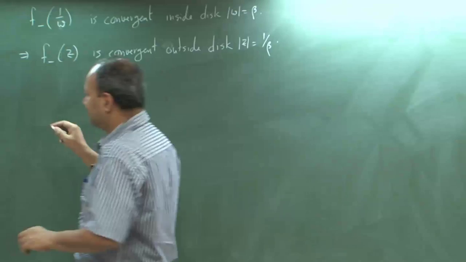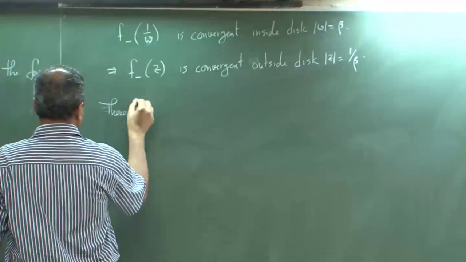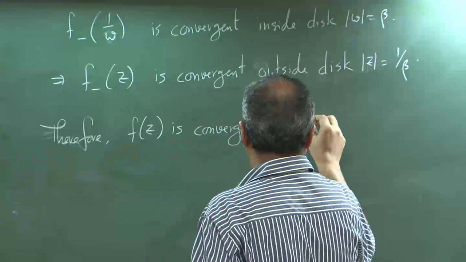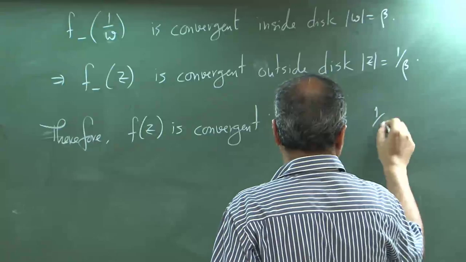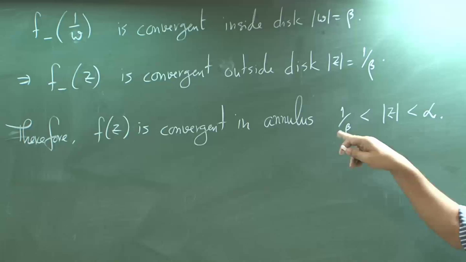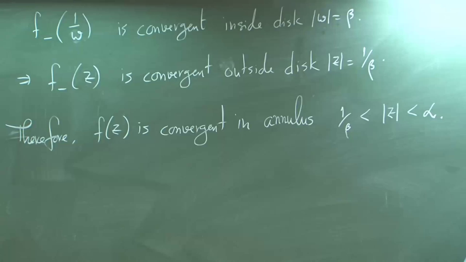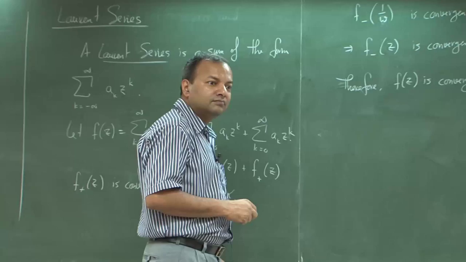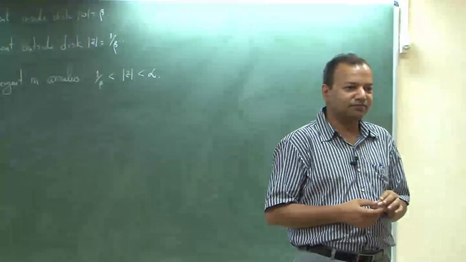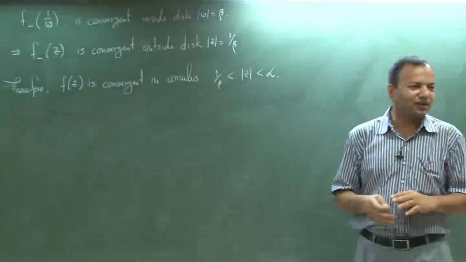Therefore, f z is convergent in this annulus. Annulus is the name for a disk with a smaller disk taken out from inside. Is it possible that there is no such region? Yes, it is possible, and then it is nowhere convergent. Then it is really not a very nice definition anyway. So, it will make sense only when 1 over beta is less than alpha. Only then there is some region of convergence for the Laurent series.